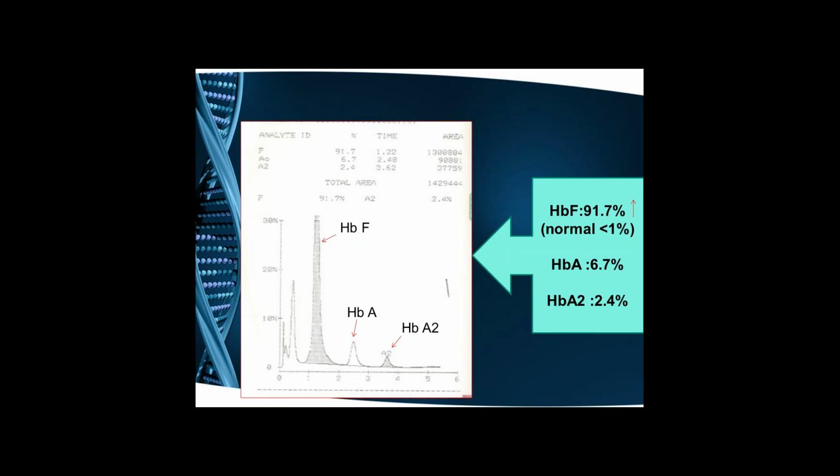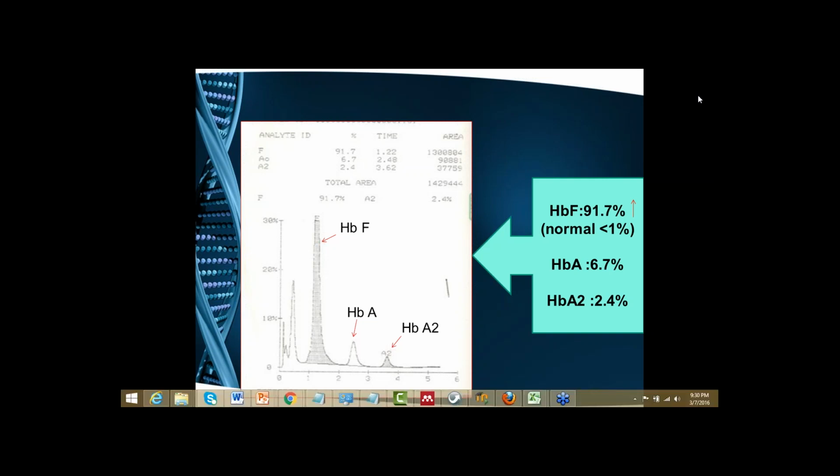Now we'll go through some of the cases so that we can understand things better. This is a chromatogram which shows high HbF, HbA very low, and HbA2 of 2.4. So I think all of you should have guessed what it is. This is of a 1-year-old child showing high HbF, needing repeated transfusions, HbA 6.7, A2 2.4. Next slide. It's a classical case of homozygous beta thalassemia.